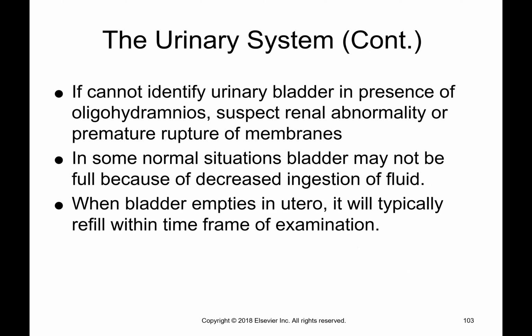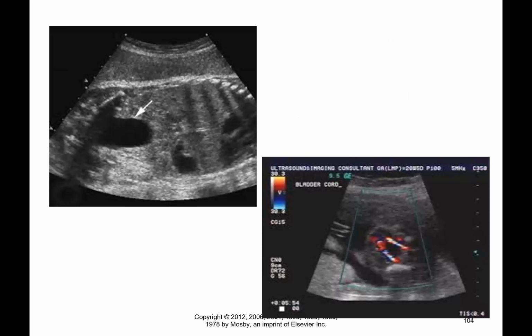Now, if you cannot identify the urinary bladder in the presence of oligohydramnios, which is low fluid, less than 5 centimeters of fluid within the gestational sac, there could be a suspect for a renal abnormality or premature rupture of membranes. So that's why it's important for you to look at the bladder, which should be another big black hole here. You'll also image the two umbilical arteries coming across the bladder here, and that will show a 3-vessel cord.